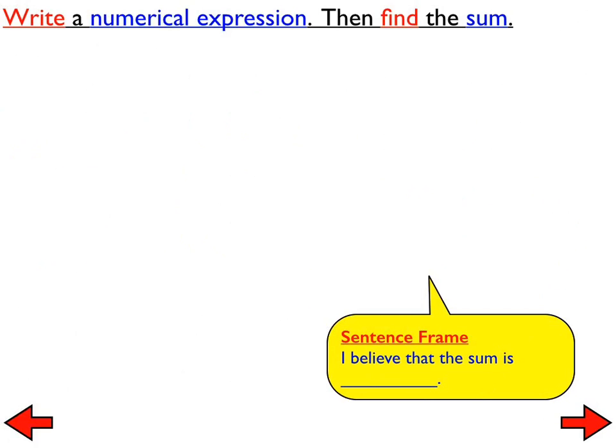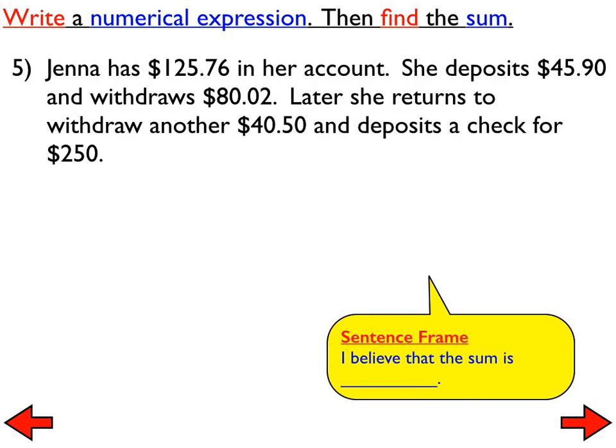All right, let's go to the back side of your notes. We have 2 problems left. Number 5, it says Jenna has $125.76 in her account. She deposits $45.90 and withdraws $80.02. If you don't know, withdraw means to take it out of the account. Later, she returns to withdraw another $40.50 and deposits a check for $256. Well, if we can figure out which numbers represent positive numbers and which numbers represent negative numbers, it's really no different than 1 through 4. So let's go through this number by number.